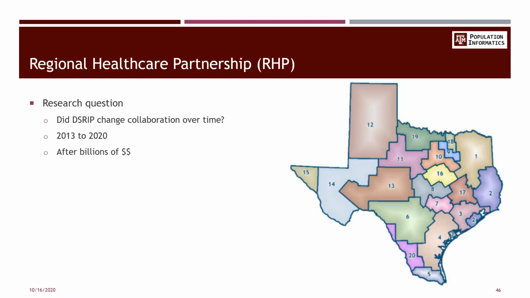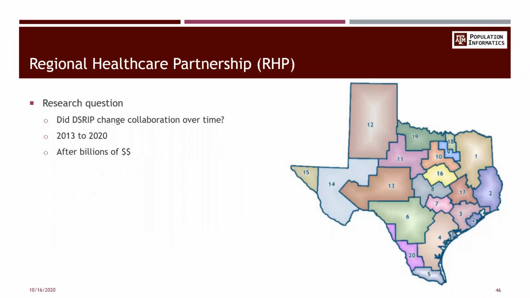So they take Texas and divide it into 20 regions called Regional Healthcare Partnerships. We call it RHP. The question was, we spent all this money to improve population health. One of the theoretical ideas is we would like healthcare providers in the region collaborating and working together to keep the population in that region healthy. That seems like a pretty simple, right thing to do.